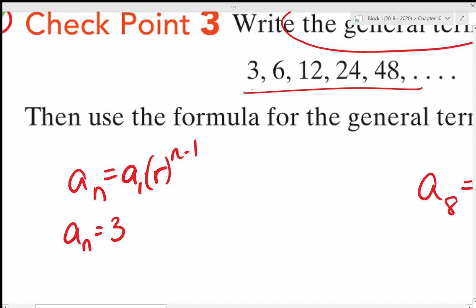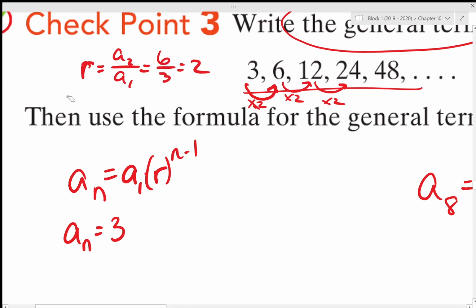And I've got to see what my common ratio is based on the pattern. So 3 to get 6, I've got to times 2. To get 6 to 12, I times 2. Times 2, I'll get 24. Times 2, I'll get 48, and so on and so forth. You could also use the idea of the second term divided by the first. So 6 divided by 3, you get 2. So that's your common ratio.